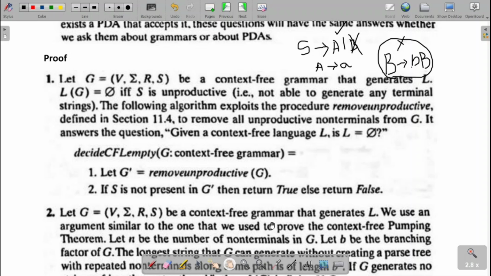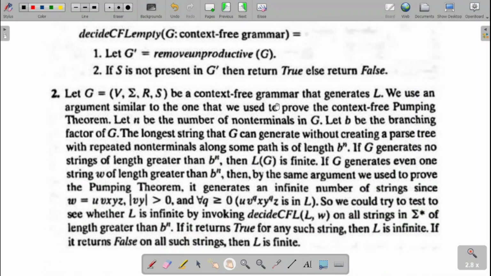The second case. Let the grammar be equal to (V, Sigma, R, S), a context-free grammar that generates L. We use an argument similar to that of the context-free pumping lemma theorem. This pumping lemma theorem was in the 13th chapter, but it is removed from your VTU syllabus now. It is not a part of your VTU syllabus, but for the sake of understanding, you can learn the pumping lemma here.